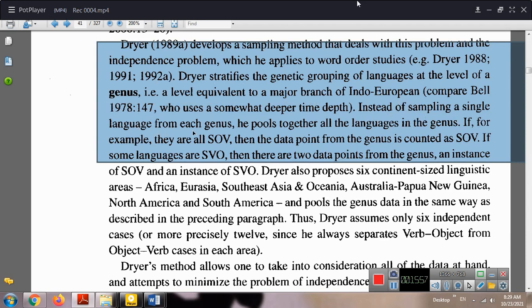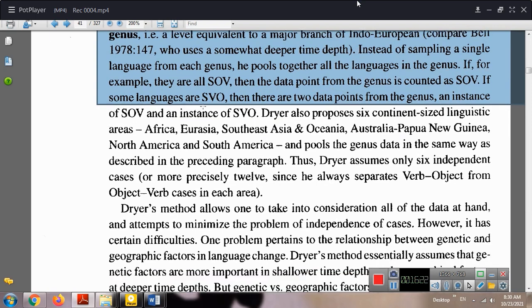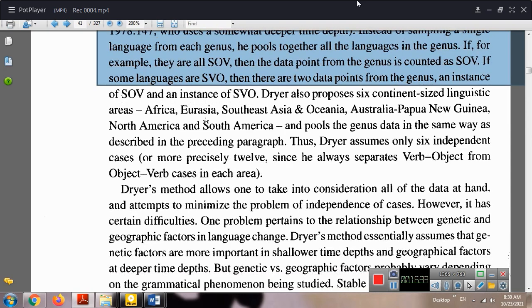Instead of sampling a single language from its genus, he pools together all the languages in the genus. If, for example, they are all SOV, subject-object-verb, then the data point from the genus is counted as SOV. If some languages are SVO, then there are two data points from the genus, an instance of SOV and an instance of SVO. We have both of them based off the genus.